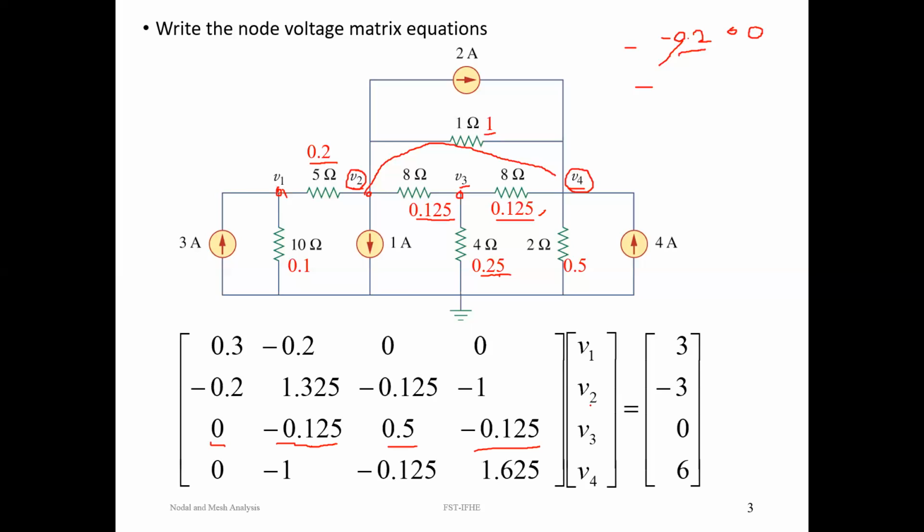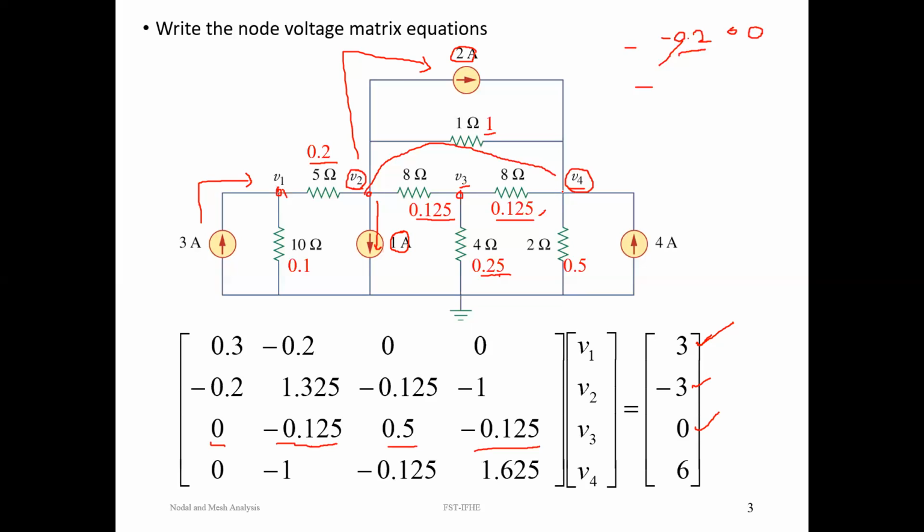B matrix consists of the source currents. Let us concentrate on the B matrix, or else the right side of the matrix. At node 1, only 3 amperes of current is coming inside, so this is incoming current, plus 3. If you consider node 2, there are 2 current sources connected to it. 1 ampere is outgoing, 2 amperes is outgoing. So 2 plus 1, both are outgoing currents, therefore minus 3 amperes. Coming to node 3, no current source is directly connected, therefore 0.